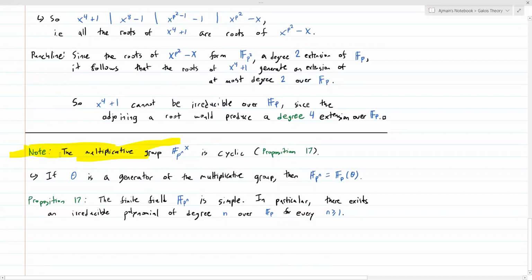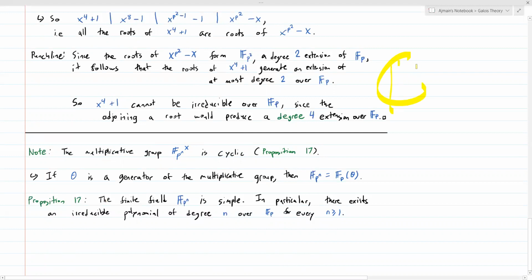So first, this note: the multiplicative group of the finite field is cyclic. This is some background knowledge. To be honest, when I took Galois theory, if I did learn this before, I didn't remember why it's true. So if you have a finite subgroup of the multiplicative group of a field, it has to be cyclic. That's a general statement about group theory, or field theory. If you take any finite subgroup of the multiplicative group of a field, it has to be cyclic.